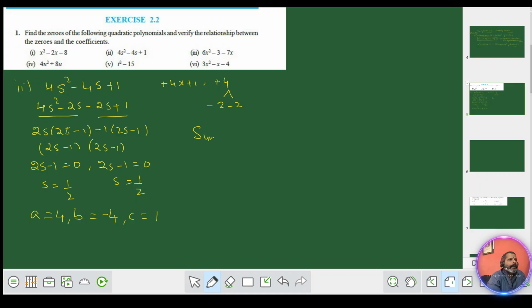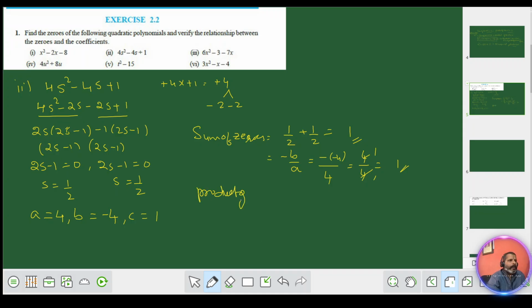Now we find the sum of zeros. The zeros we got are 1 by 2 and 1 by 2, half and half is 1. It should be equal to minus b by a, right? What is minus b by a? B is minus 4, a is 4, that is 4 by 4 cancels, equal to 1. So they matched.